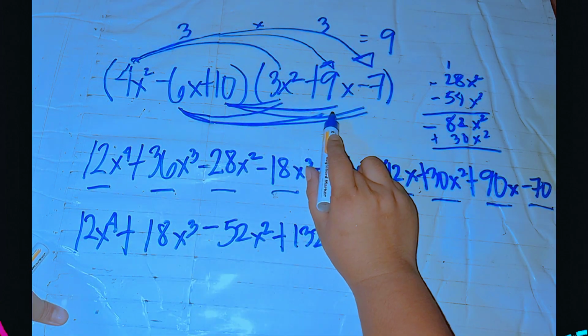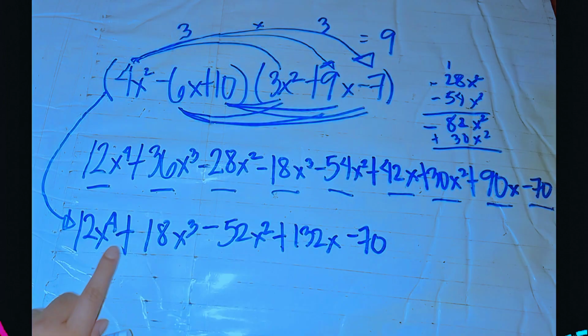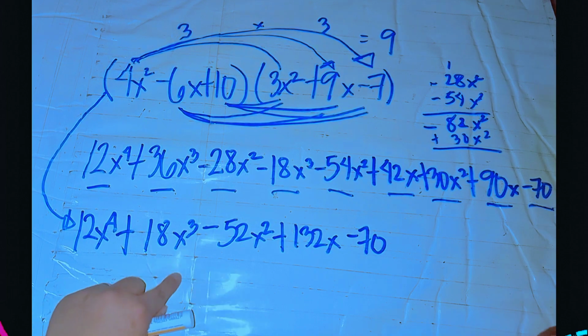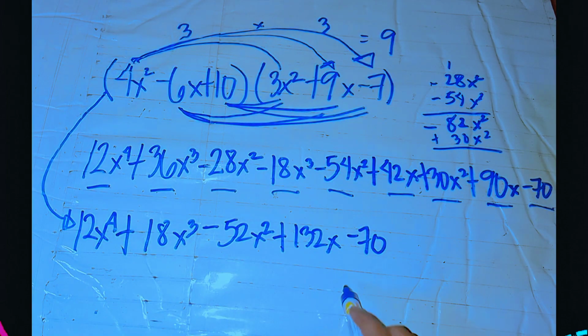Multiplying these two trinomials will result in this product: 12x to the power of 4 plus 18x cubed minus 52x squared plus 132x minus 70. Yes, multiplying polynomial equations is now clear. So let's proceed to dividing polynomials.